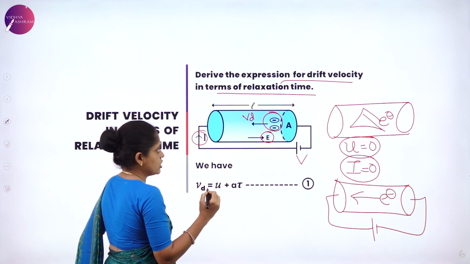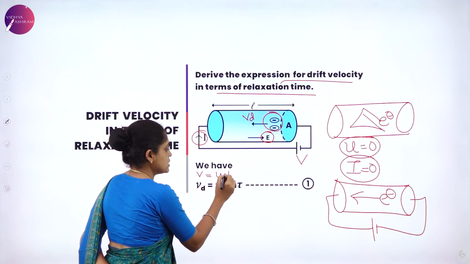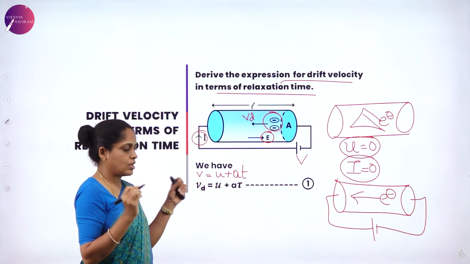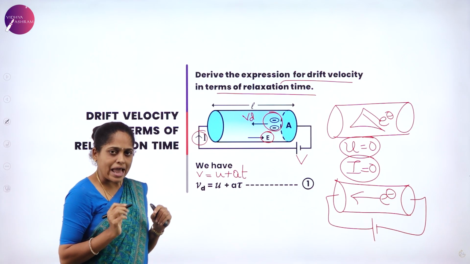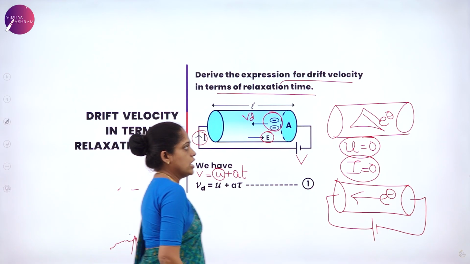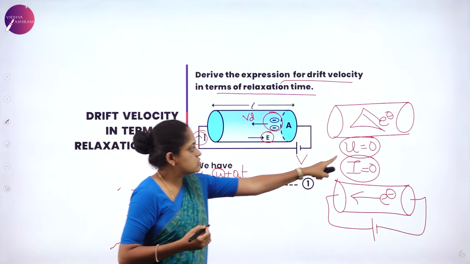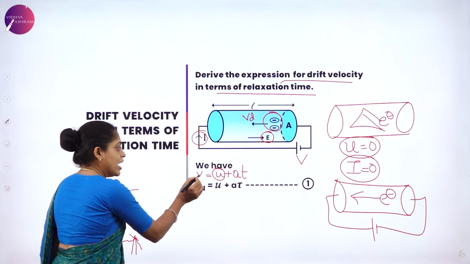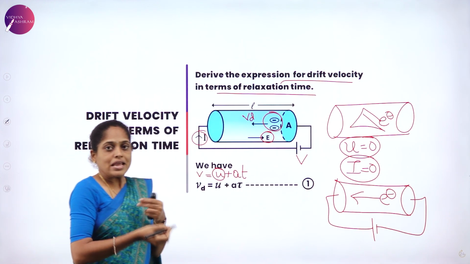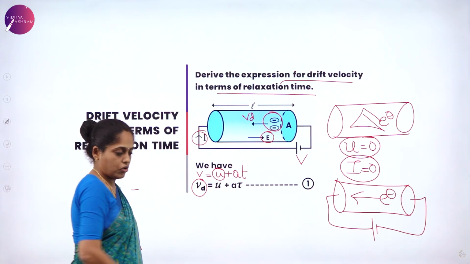Now, we have the kinematic equation. You know that V is equal to U plus AT, in which U is the initial velocity, V is the final velocity, A is the acceleration, and T is the time. This initial velocity is the velocity before connecting to the battery, which was 0. And the final velocity is the velocity gained by the electrons after connecting to the battery, that is the drift velocity, which is denoted by Vd.